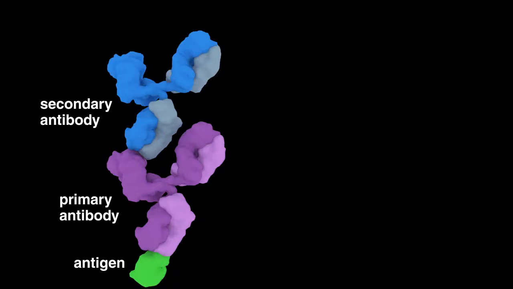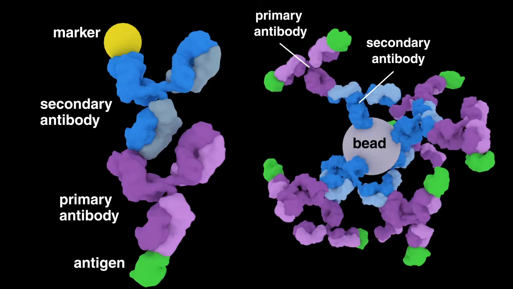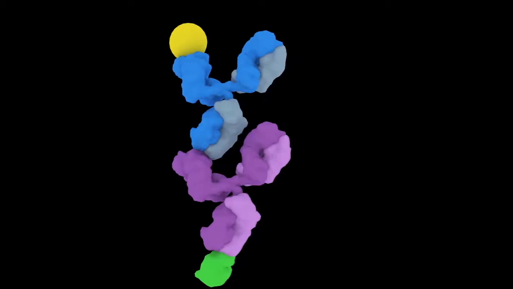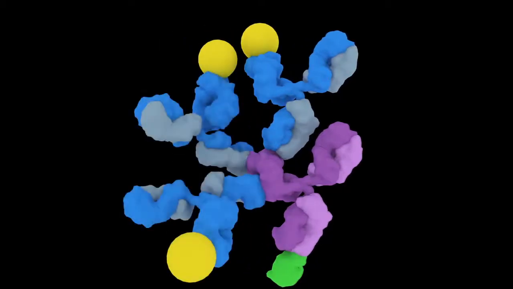Depending on the application, secondary antibodies might be conjugated to a marker or a bead, which allows for easy detection or isolation of the protein of interest. The use of a secondary antibody leads to amplification in signal since multiple secondary antibodies can bind to a primary antibody.